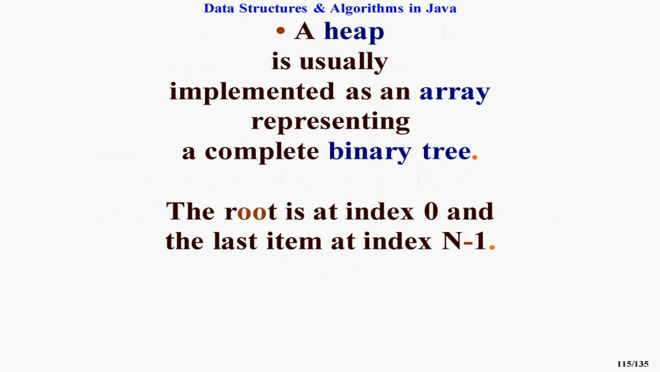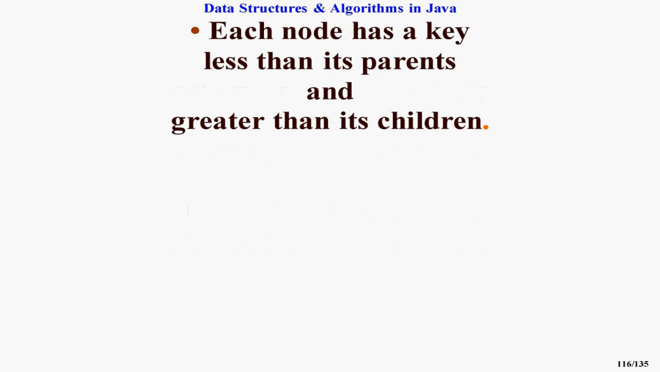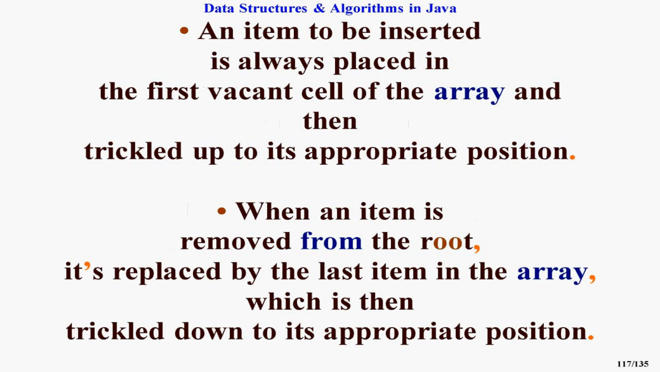A heap is usually implemented as an array representing a complete binary tree. The root is at index 0 and the last item at index n-1. Each node has a key less than its parent's and greater than its children's. An item to be inserted is always placed in the first vacant cell of the array and then trickled up to its appropriate position. When an item is removed from the root, it's replaced by the last item in the array, which is then trickled down to its appropriate position.